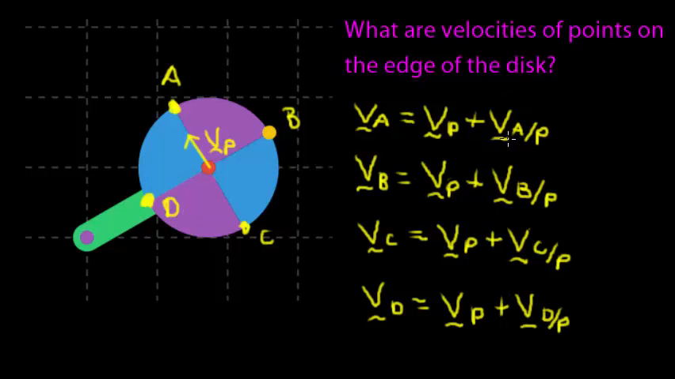That means for velocity of A relative to P, for example, we're sitting on P looking at A and looking at how it's moving. Similarly, for velocity of B relative to P, we're sitting on P looking at B, and it has a different motion than A does. So what does that look like?